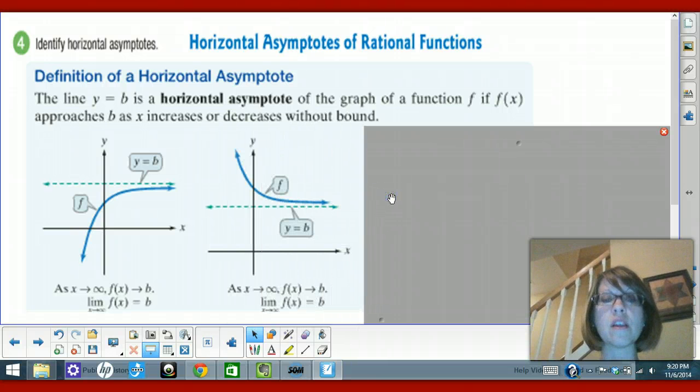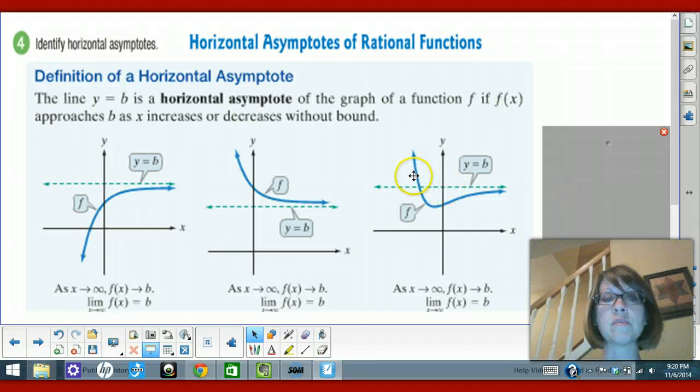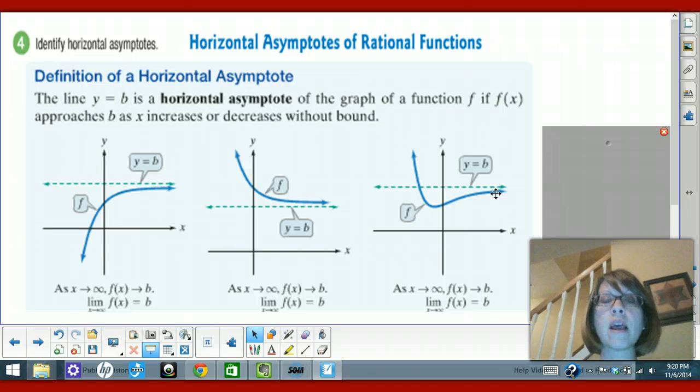And here we see it still approaching b, but this time coming from the top side. It doesn't matter which side it comes from, just that it's leveling off and what it's leveling off to. This is showing you that sometimes, unlike a vertical asymptote, you might have a graph crossing over your horizontal asymptote before it levels off. Horizontal asymptotes are focusing on end behavior.